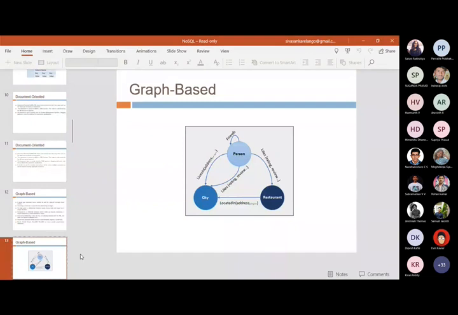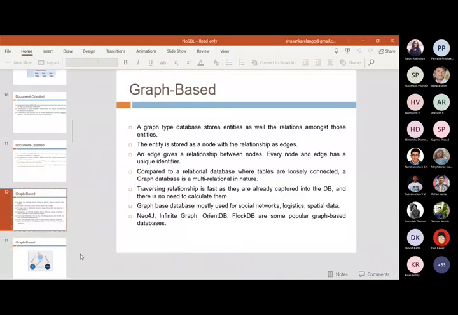We have some popular graph-based databases like Neo4j, Infinite Graph, OrientDB, FlockDB are some of the popular NoSQL databases. Any graph, G is equal to (V, E). Similarly, in graph-based NoSQL databases, we also have a set of nodes and edges. Here the nodes represent the entities, and the edges represent the relationship between the entities. Every node and edge has a unique identifier.